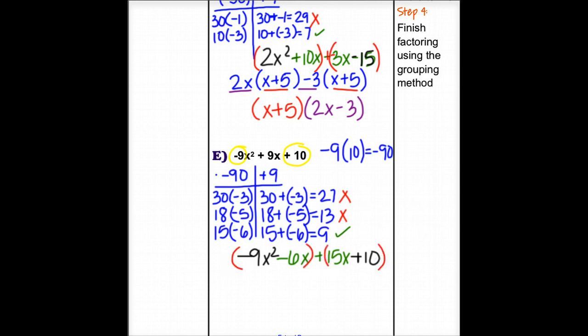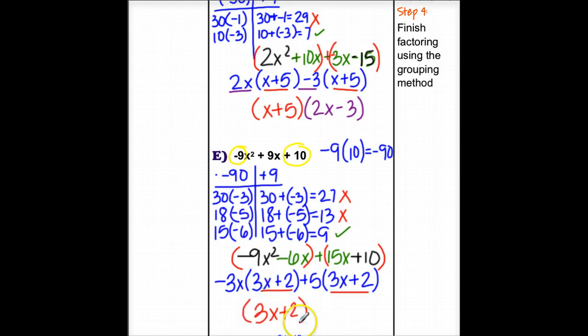And in my first term, I can factor out a negative 3x, which leaves me with 3x plus 2. And in the second group, I can factor out a 5, which leaves me with 3x plus 2. So what's in common is 3x plus 2, and what's left over is negative 3x plus 5.